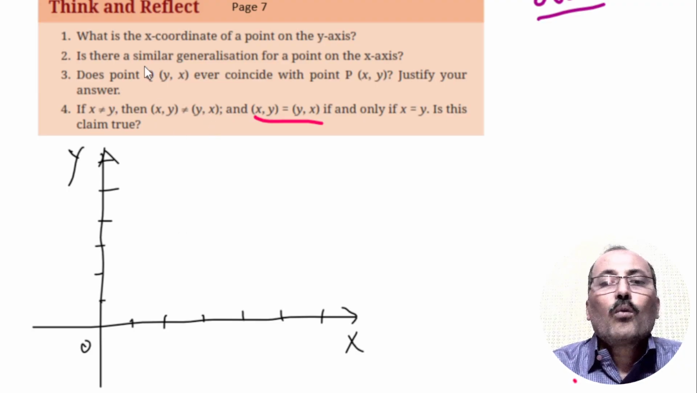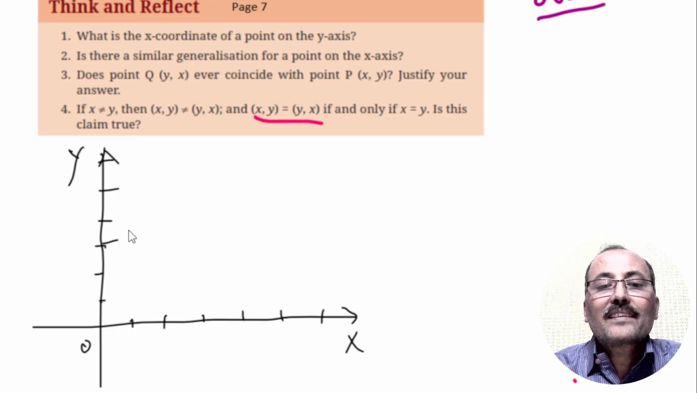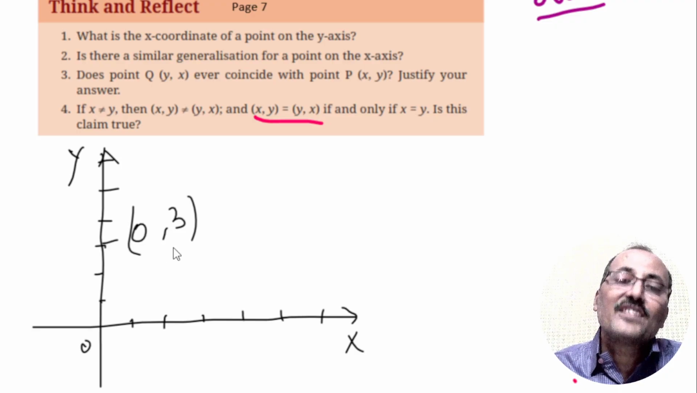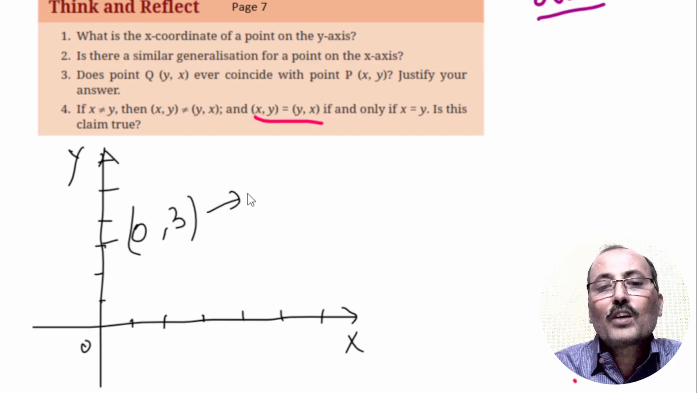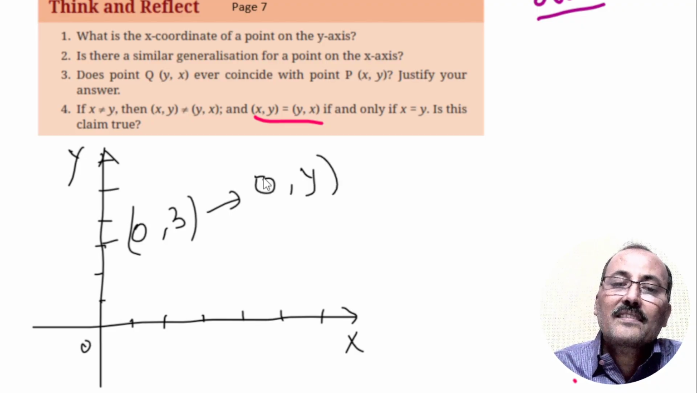Okay. Now, what is the x coordinate of a point on the y-axis? This is the y-axis. On this y-axis, how will it be? It will be (0, 3). Why 0, 3? x is not there because along this one there is no x distance. So it is (0, 3). In general, what will you write? It is (0, y).